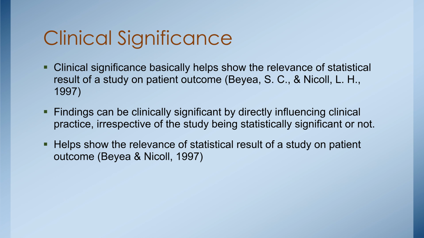Clinical significance. Clinical significance basically helps show the relevance of statistical results of a study on patient outcome. In other words, how beneficial is the result of the study in relation to improvement of patient care in a clinical setting when applied. Findings can be clinically significant by directly influencing clinical practice, irrespective of the study being statistically significant or not. It also helps show the relevance of statistical results of a study on patient outcome.